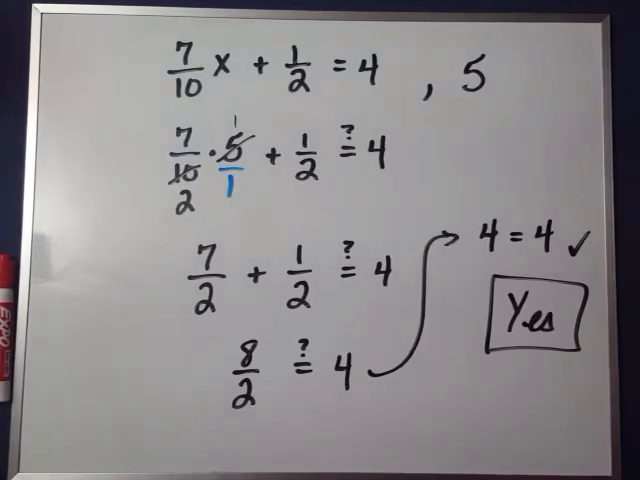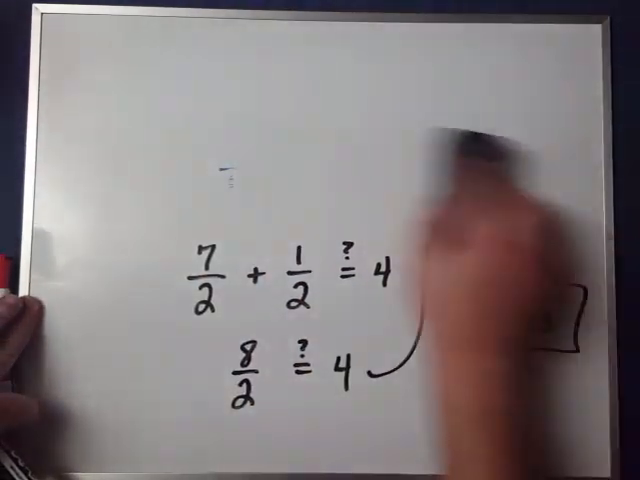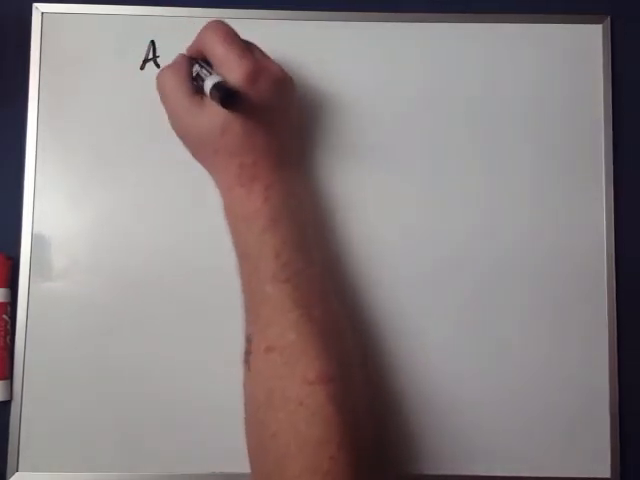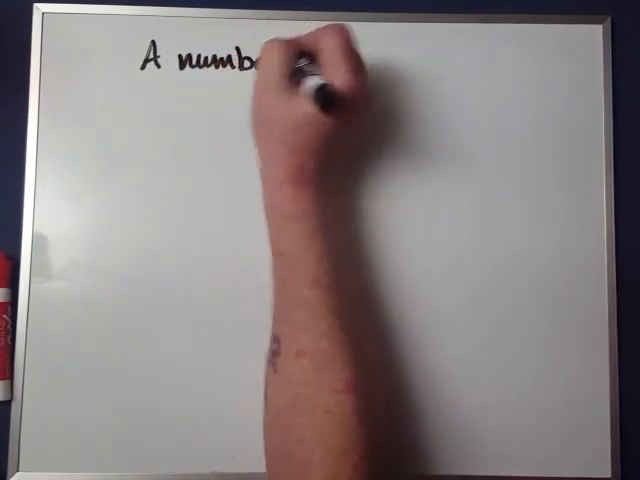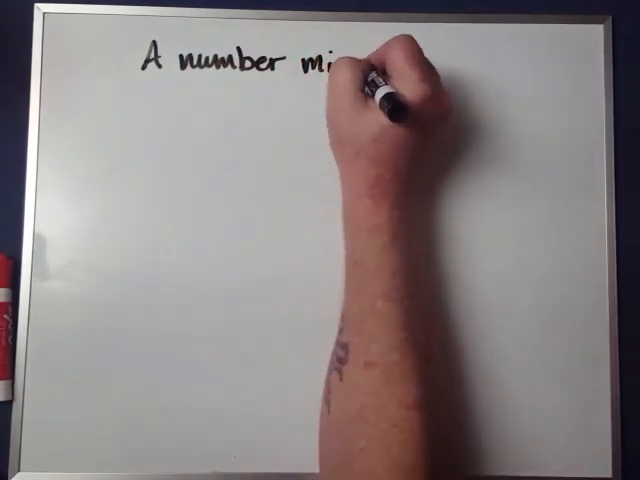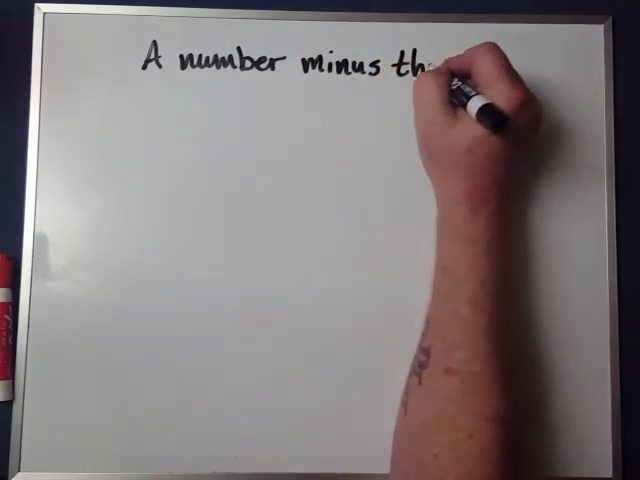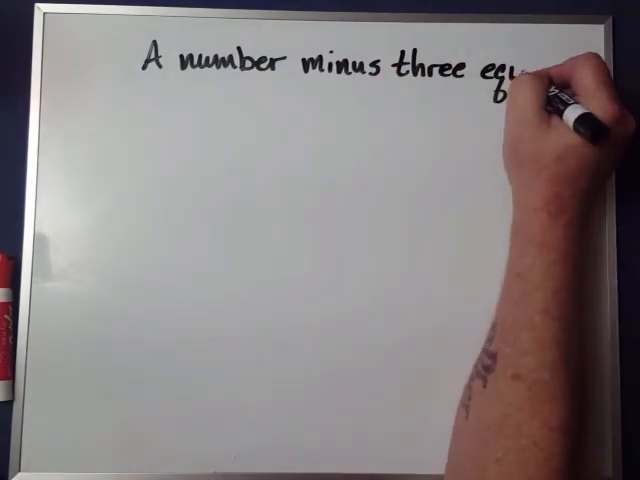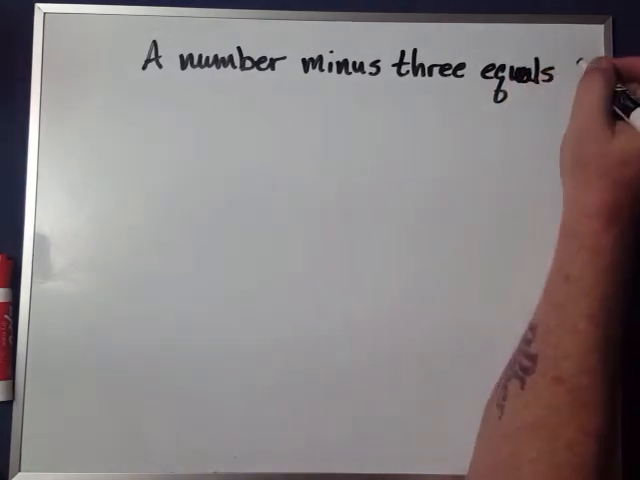Let's do some more translating. Number 66. Notice the instructions. It says write each word statement as an equation. Use x as the variable. Then find the solution of the equation from the set 2, 4, 6, 8, or 10. So let's look at number 66. It says a number minus 3 equals 1.